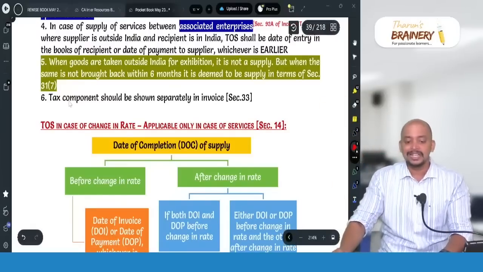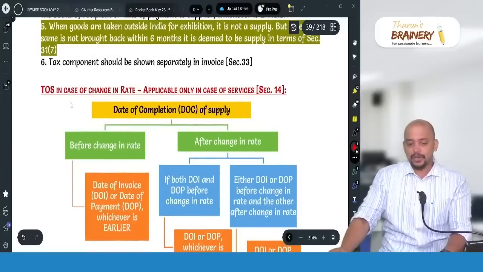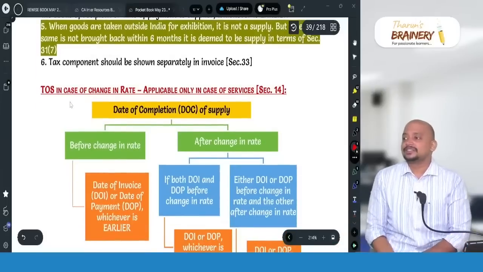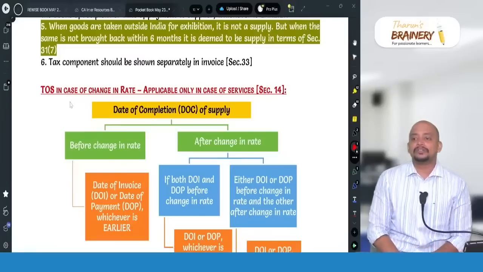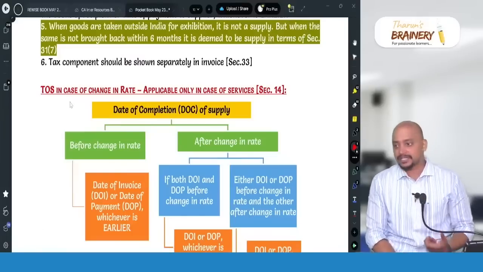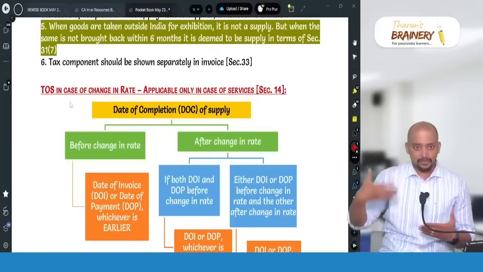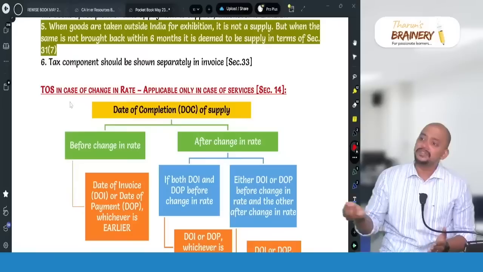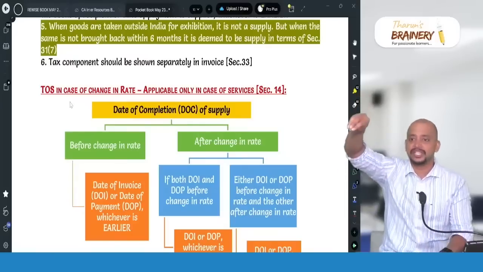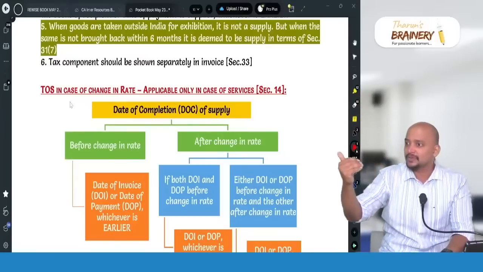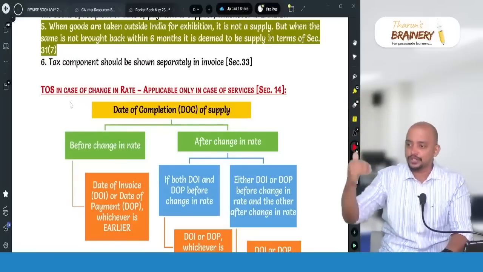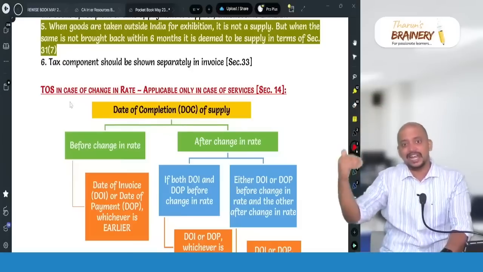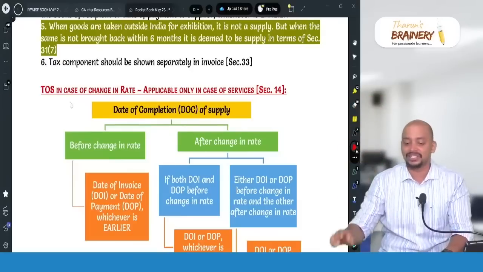So that is this. Then we have the 6th point. As per section 33, the tax component should always be shown separately in the invoice. So whenever we are preparing an invoice, the tax component should always be shown separately, even though we may fix a price inclusive of GST. But when we prepare the invoice, in the invoice, that breakup we need to show, that is excluding GST and what is the GST component as per section 33.